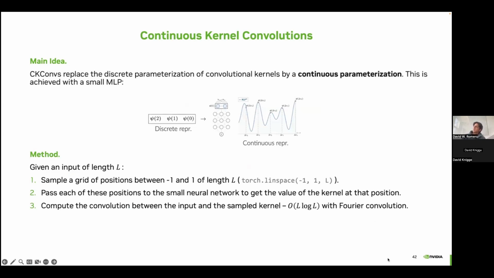The idea here is that you replace the discrete representation of convolutional kernels with a continuous representation. And the way that you do it is to have an MLP, a feed-forward network, right? That is going to receive a position in the kernel and is going to retrieve the value of that position at the kernel. So basically what you're learning is a continuous representation of the convolutional kernel that you're going to sample to do the convolutions.